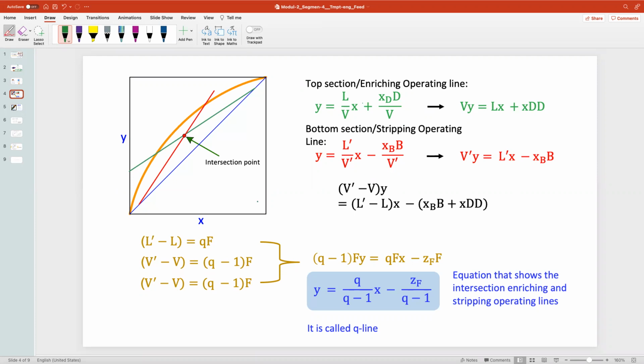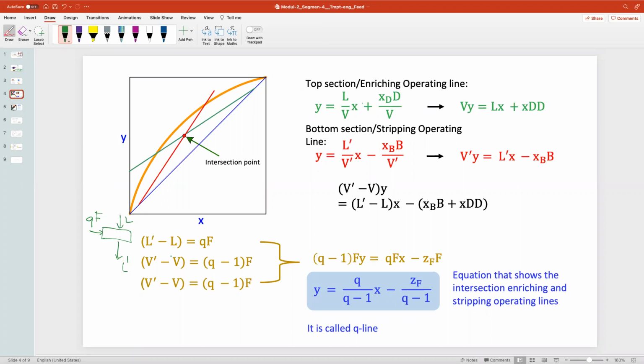First, the L bar minus L: the liquid that goes to the stripping section, minus the liquid from the enriching section, the liquid that goes to the feed tray, minus the liquid that goes to the stripping, that is actually QF, the thermal condition times F. Remember that because if Q equal to 1, it is full liquid, so this equals QF.